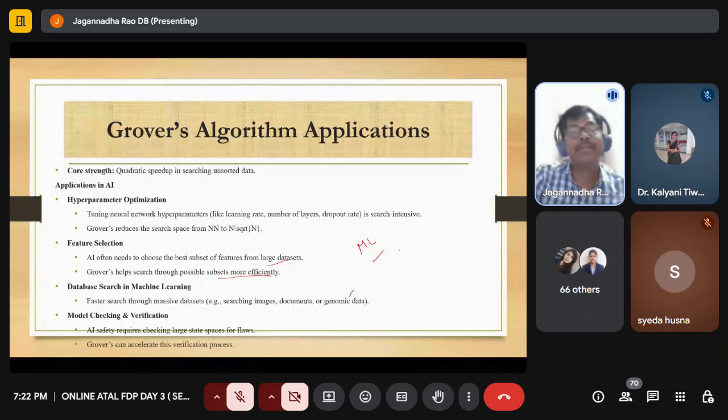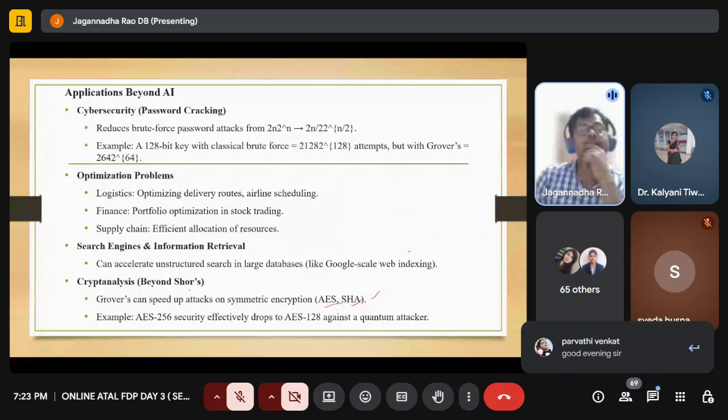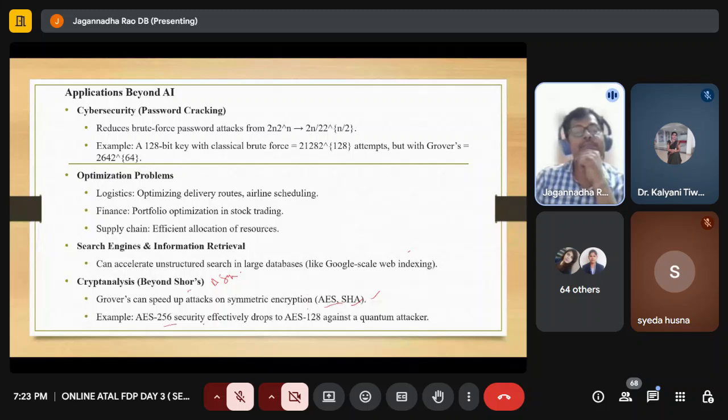Going beyond AI. Already these are all AI applications. Beyond AI, again the same cyber security: password cracking, optimization problems, search engines and information retrieval, cryptanalysis beyond Shor's algorithm. Grover can speed up attacks on symmetric encryption. Symmetric encryption means algorithms such as AES, SHA, Blowfish. So in cryptanalysis, Shor's algorithm mainly focuses on asymmetric, and Grover's algorithm we can apply to symmetric algorithms. For example, AES-256 security effectively drops to AES-128.